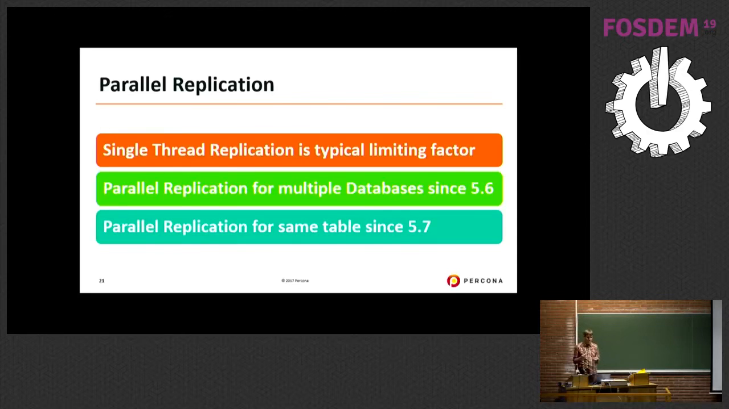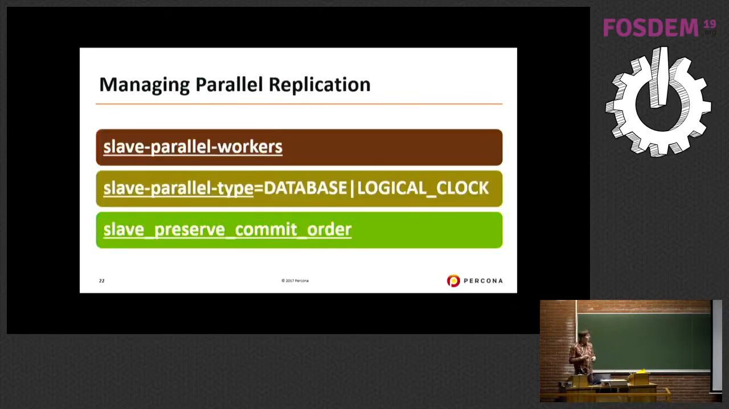It's available since 5.6, but only in 5.7 you have this logical clock kind of parallel replication, which really allows you truly parallel replication, even if you have writes going into a single database.